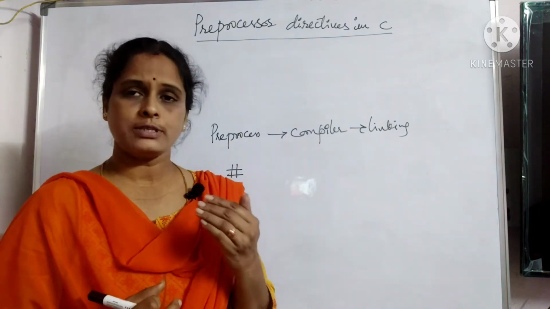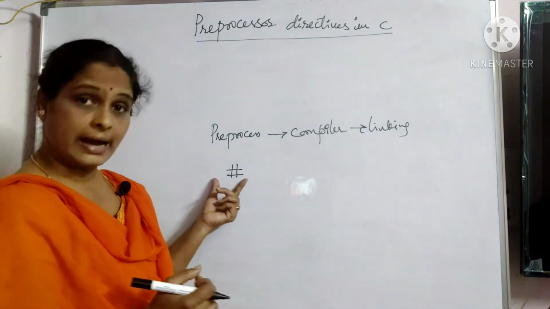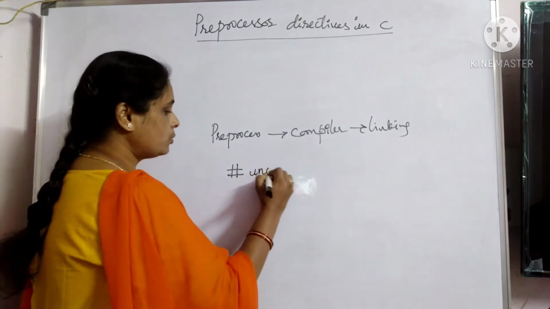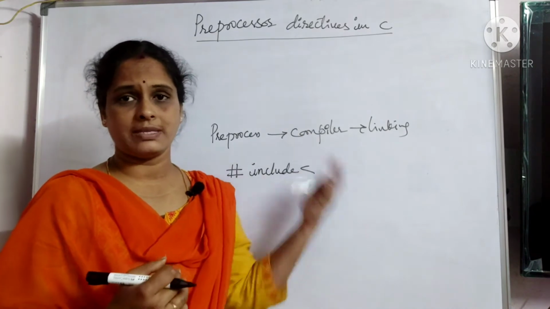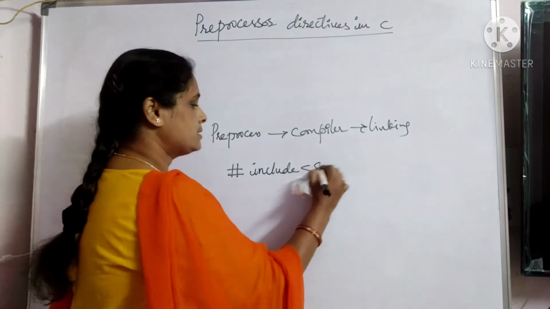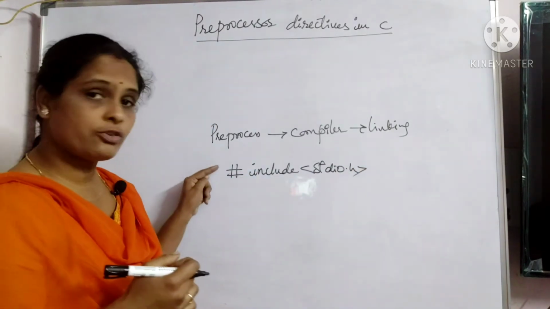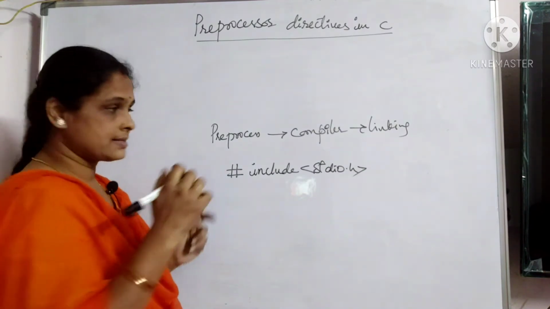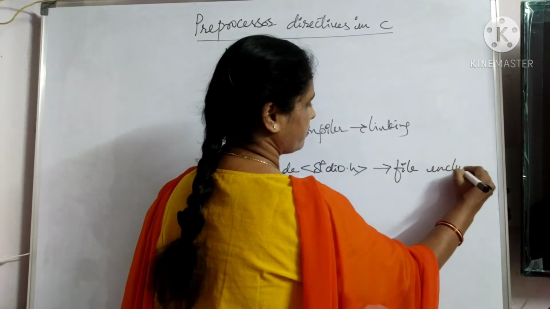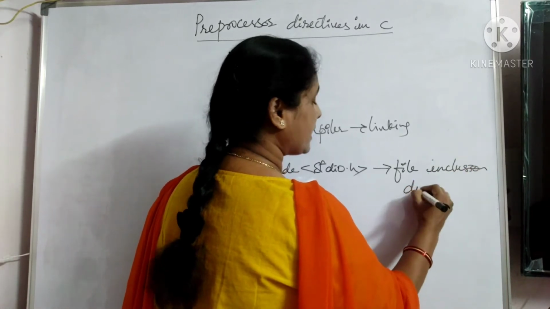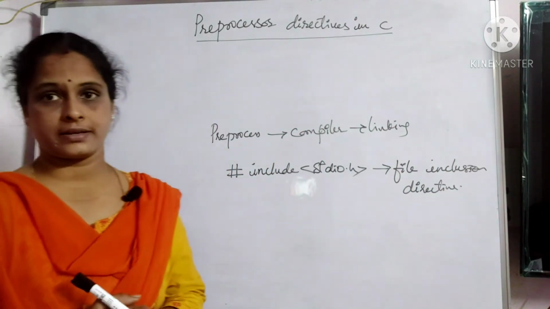Before that, suppose I wanted to include the stdio.h header file into my program. What do I do? I use the hash symbol followed by include, then whatever file I want, maybe stdio.h or string.h, etc. So if I write #include stdio.h, this kind of preprocessor directive we call a file inclusion directive.